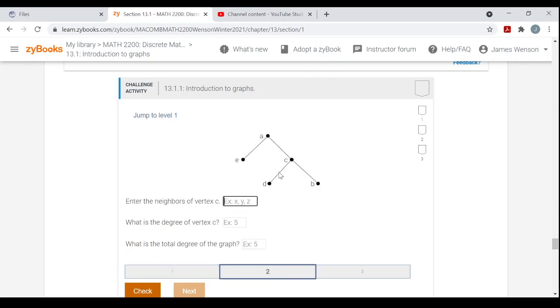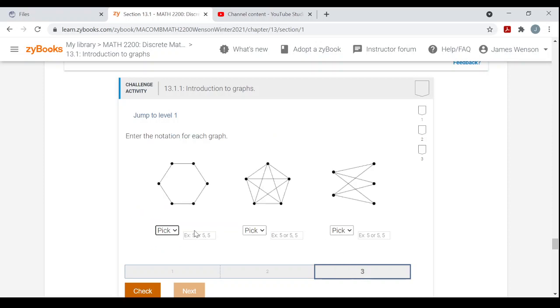What are the neighbors of vertex C in a list? What is the degree of vertex C? What's the total degree of the graph? Now again, you can count all the degrees or just count the number of edges and double it, and that'll be the total degree.